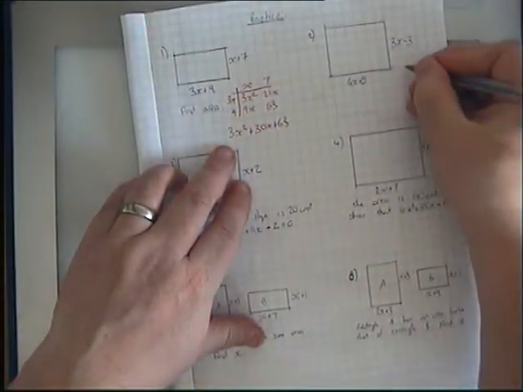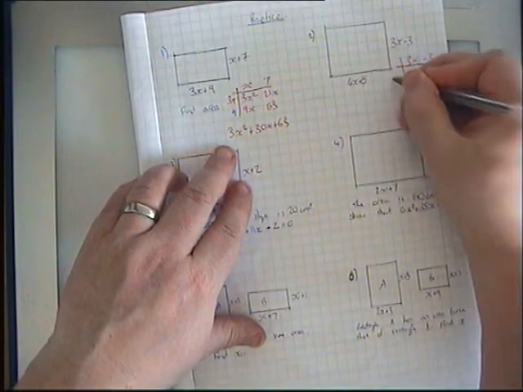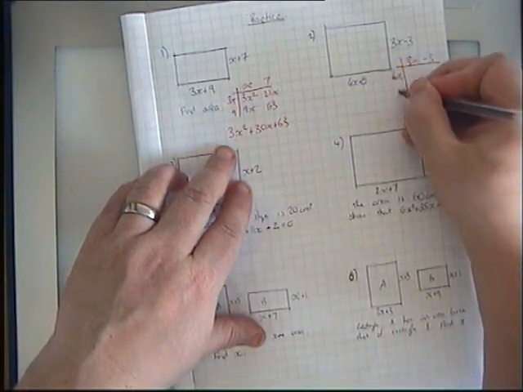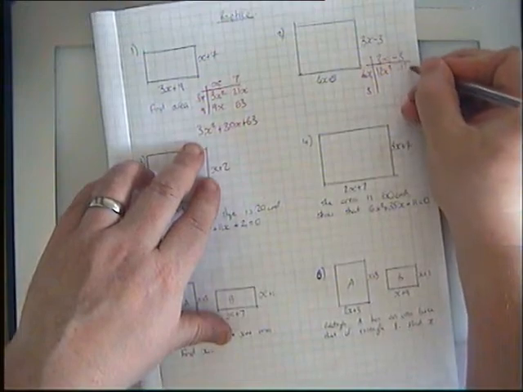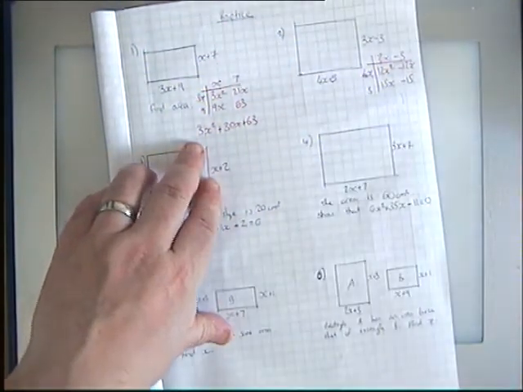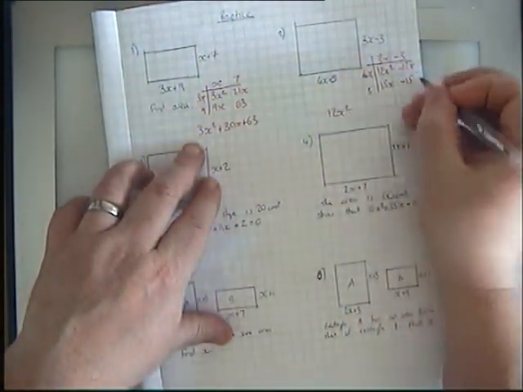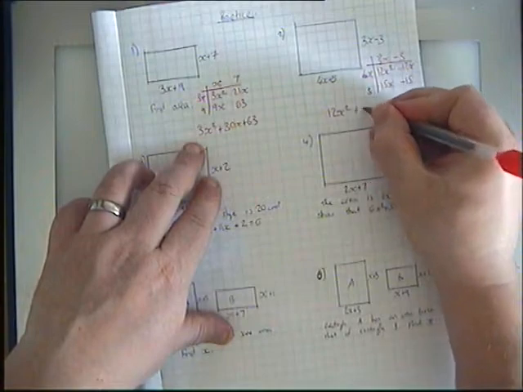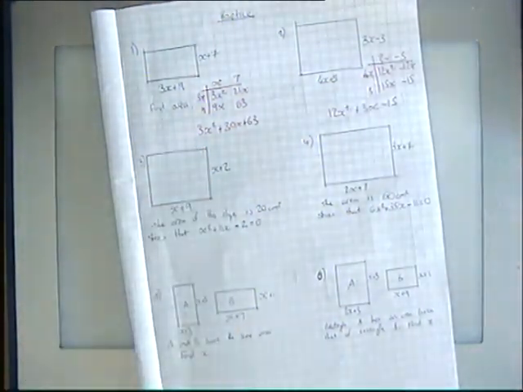Second one is very similar. So I'm going to draw my grid out here. 3x minus 3, 4x add 5. That'll be 12x squared minus 12x, 15x minus 15. So overall, then I simplify that together, you get 12x squared. These two bits go together to give you plus 3x minus 15. And that's my area of that.